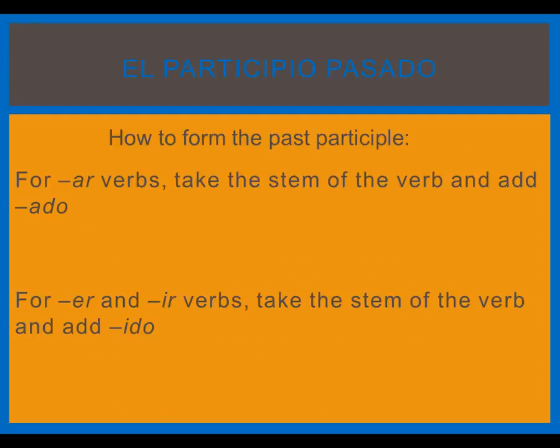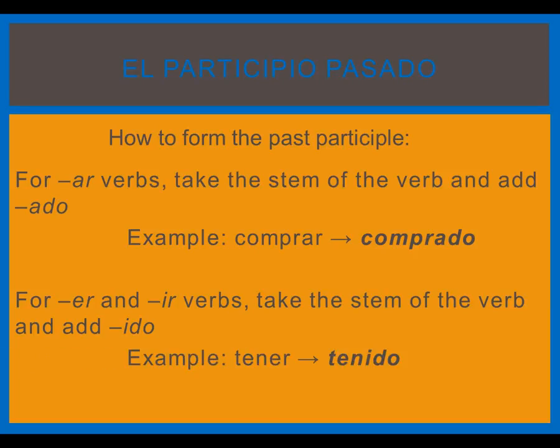So how do we form the past participle? For AR verbs, we simply add the ending ado to the stem of the verb. And the way to get the stem of the verb is to simply take off the AR ending. Comprar becomes comprado. For ER and IR verbs, it's the same process, but rather than add ado, we add ido, IDO. Tener becomes tenido. Salir becomes salido.